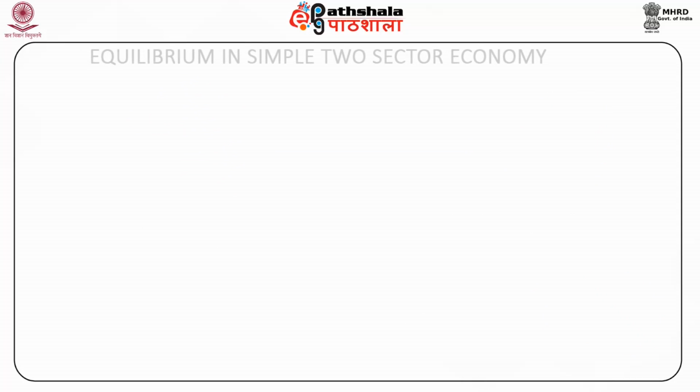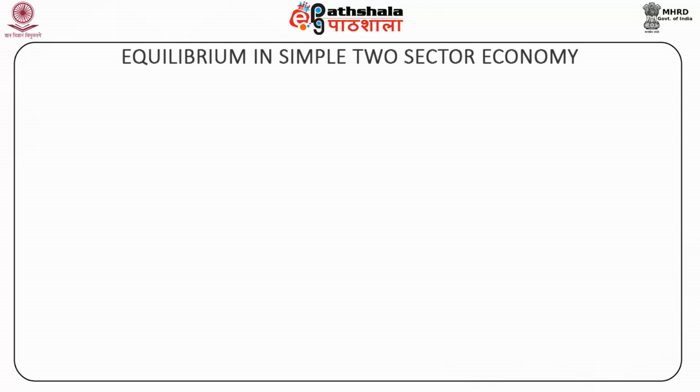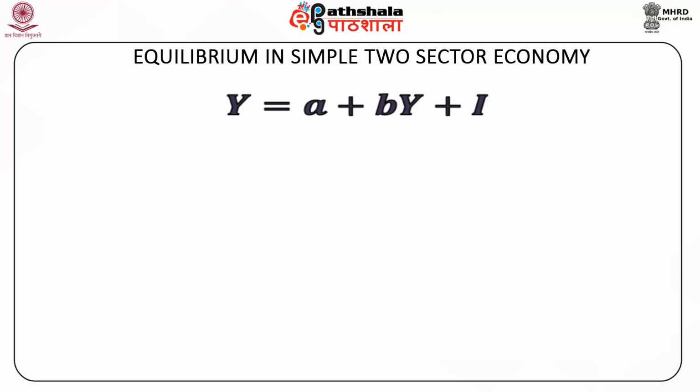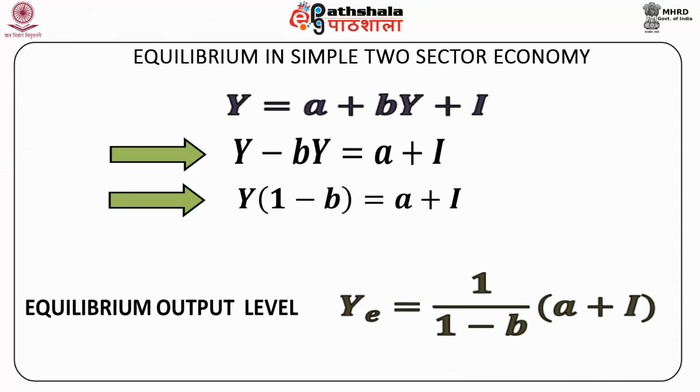Moving on, we substitute the value of C, that is consumption, in the demand function, and the value of aggregate demand in the goods market equilibrium equation. We arrive at the following equation: Y = A + BY + I, which can be further written as Y - BY = A + I. Then Y(1 - B) = A + I. Thus, the equilibrium output level is given by YE = 1/(1 - B) multiplied by (A + I).